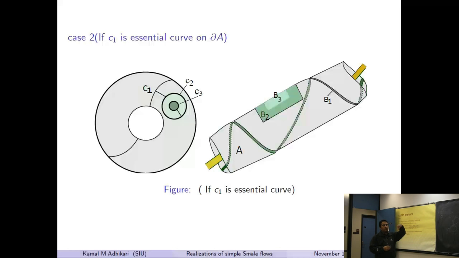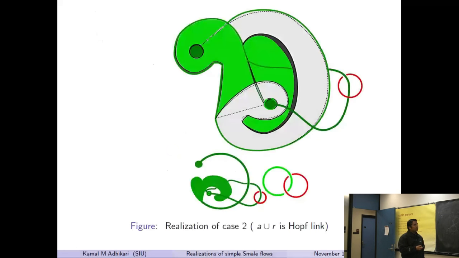The thickened template, when we attach these two balls, will become a solid torus which has an essential core in it. And the attractor, when we take this portion out and glue, is a solid torus which is like a bicycle tube. We glue these two together and we get a solid torus. The overall union of attractor and the thickened template in this case also becomes a solid torus. And the repeller together gives us a linking, the Hopf link structure. This is the realization for that case.